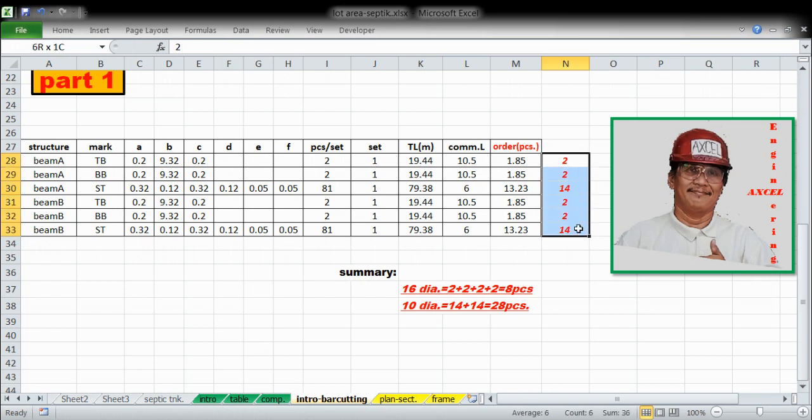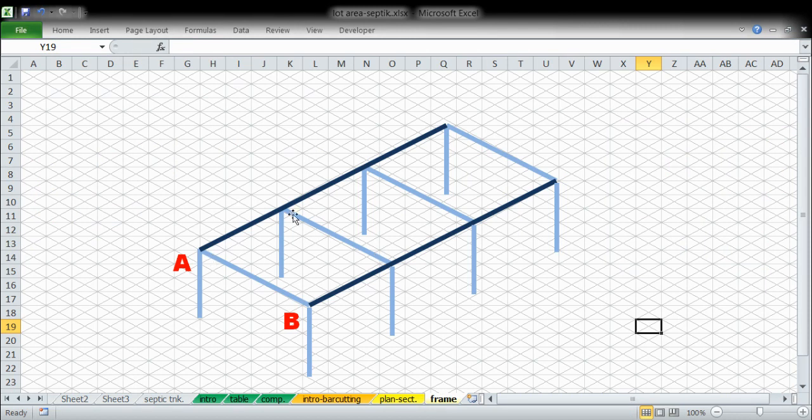So, ito ngayon, isa-summary mo siya. Ilang 16 diameter ang gagamitin mo? 2 plus 2 plus 2 plus 2 is 8 pieces. You will order 8 pieces of 16 diameter. And for the 10 diameter stirrup, you will order 14 plus 14 will give us 28. So, this number of pieces is good for beam A and beam B, for the top bar, bottom bar, stirrups. Sa dalawang set na yan.